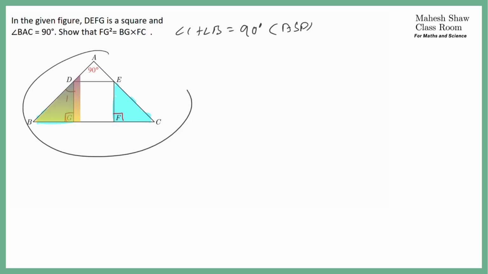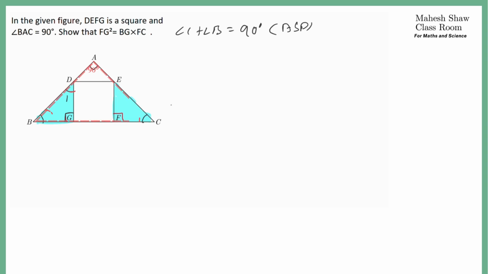Now consider this triangle, the whole triangle ABC. It's a right angle triangle and 90 degrees at A. So since this angle is 90 degrees, the sum of the other two angles, that is B plus C, should give you 90. So I can write angle C plus angle B equals 90 degrees. The reason remains the same, that is angle sum property.